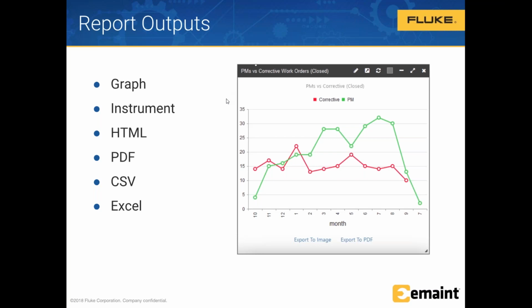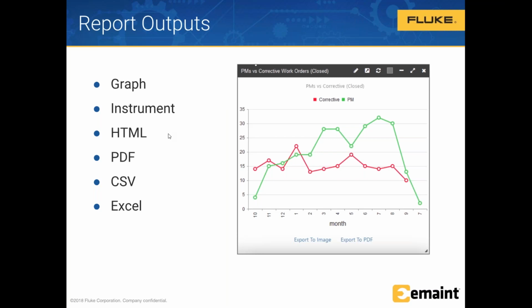The other output we have is instrument. If you ever have a gauge that you'd like to view, for example, the percentage of work orders completed, you could set that up as an instrument and have that as a gauge that you can see inside of your dashboards.